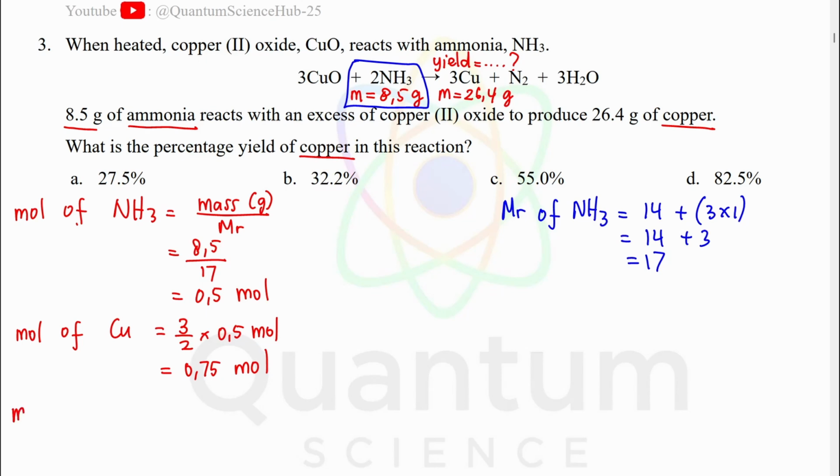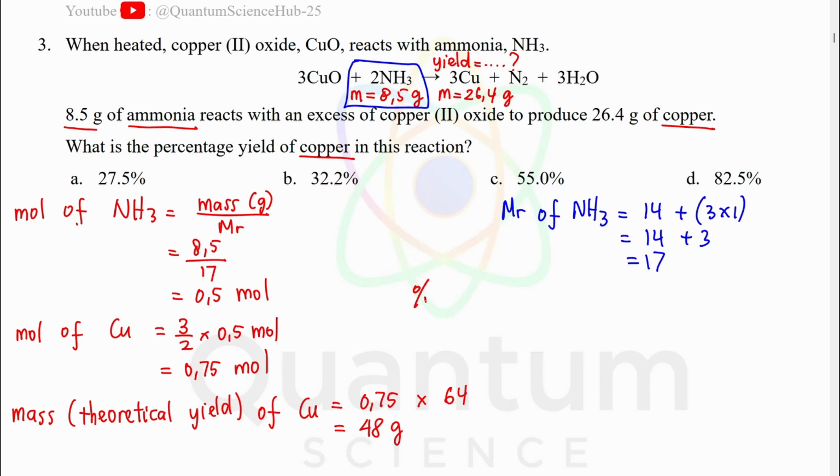Next, the mass, or I can say the theoretical yield because we calculate this one, right? So the mass, or the theoretical yield, of Cu equals 0.75 mole times the relative atomic mass of copper, right? Because the formula is mass equals mole times Mr. So 0.75 times the relative mass of copper, which you can find in the periodic table, is 64. So it equals 48 gram.